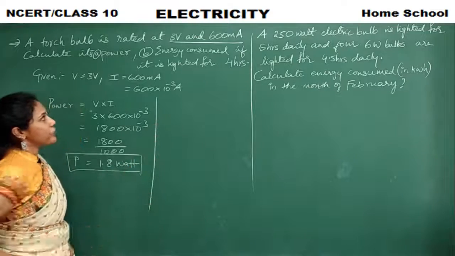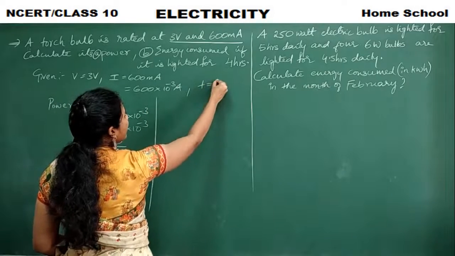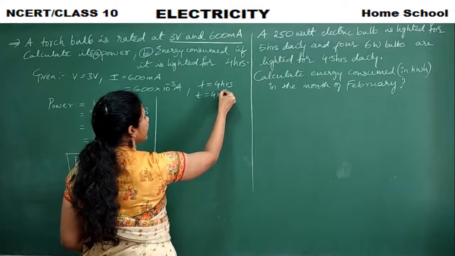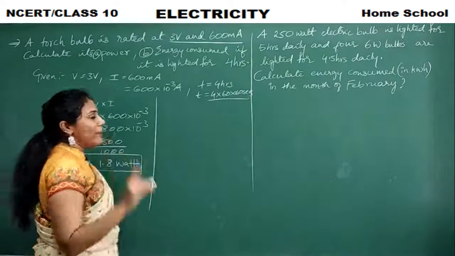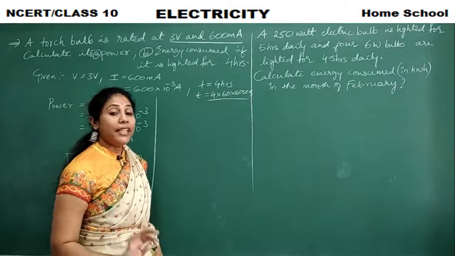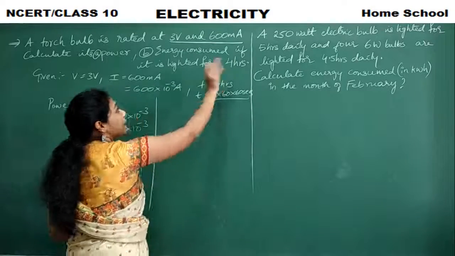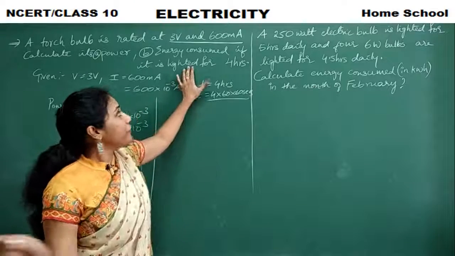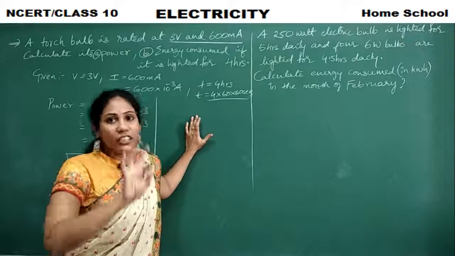Okay, coming to the second question, you have to find out the energy. So what is given? Time is also given, that is 4 hours. If you calculate time in seconds, it will be 4 into 60 into 60 seconds. Fine. If you have to calculate energy in joules, you should take time in seconds. If you are calculating energy in watt hour, then you can take time in hours only. Here you have to be very careful. Okay, say in a question, if they have not mentioned to calculate in joules or kilowatt hours, you can calculate it in whichever units you want.